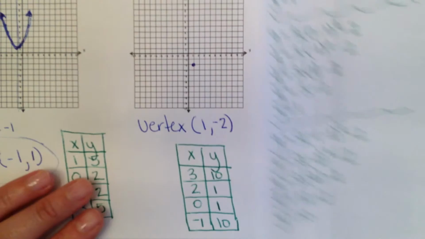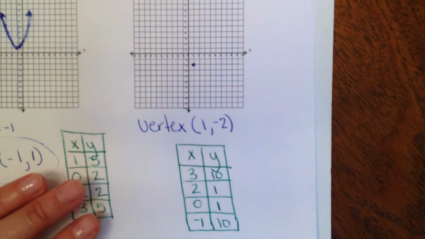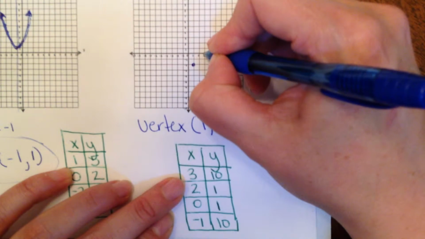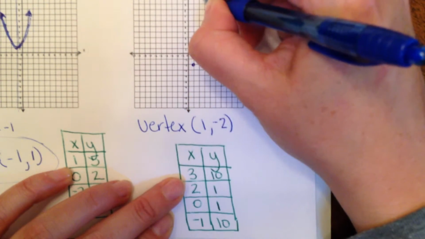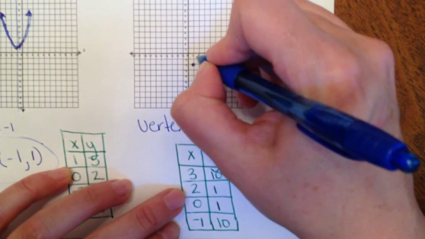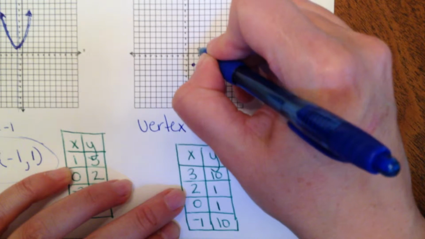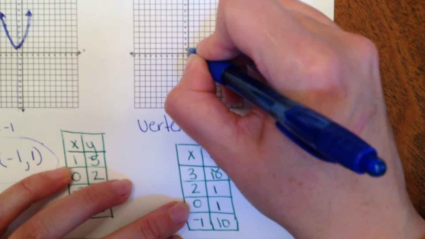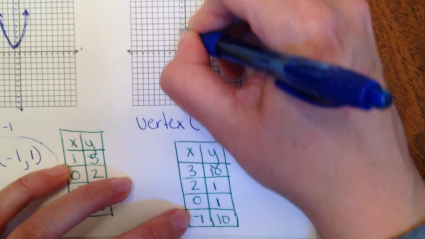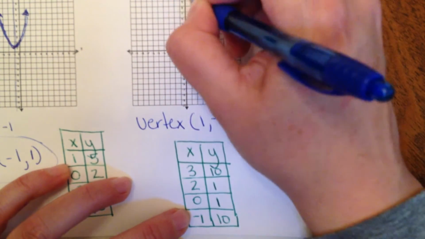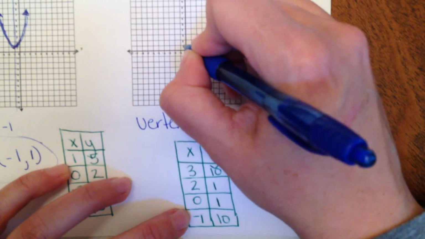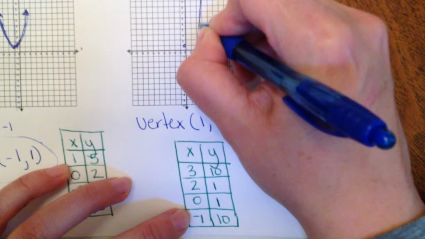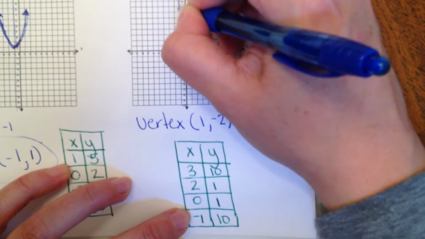So when I graph these points, I can see when x is 3, y is 10. When x is 2, y is 1. When x is 0, y is 1. When x is negative 1, y is 10. And I'm going to connect them. This one's a little bit steeper. Definitely you can see.